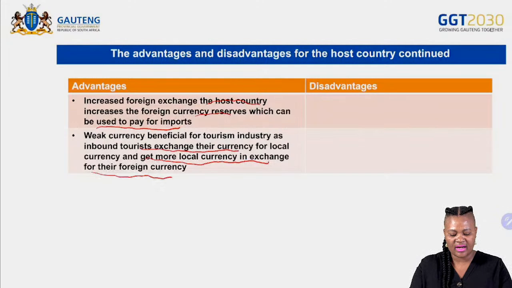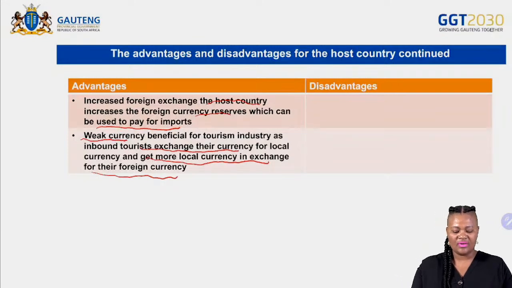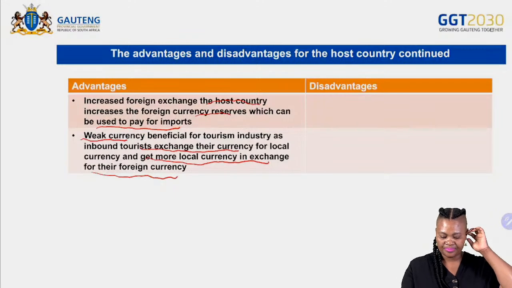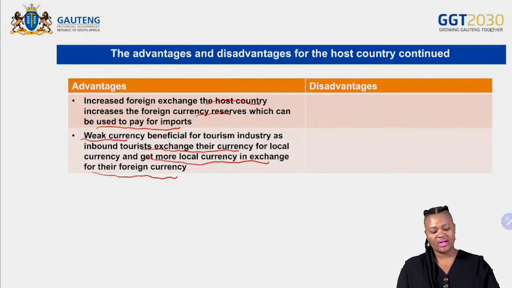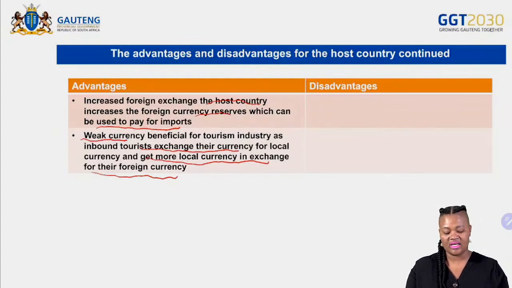So as you know, when we did foreign exchange, we know that a weak currency is beneficial in the tourism industry. When the currency of a country is weak, we find that more tourists come to a country with a weak currency. So in this particular case, if the host country has a weak currency for that particular period of time, it will result in inbound tourists being able to spend more on attractions and services and staying for longer periods because they'll be getting more money in exchange for their foreign currency.